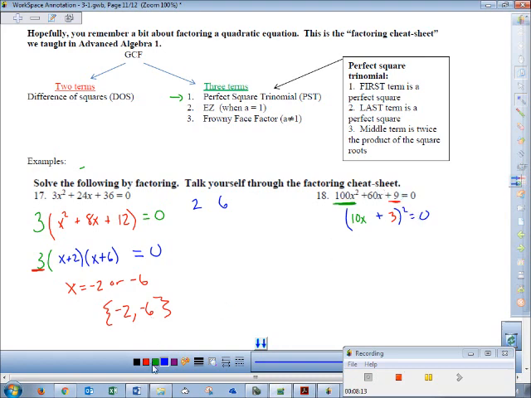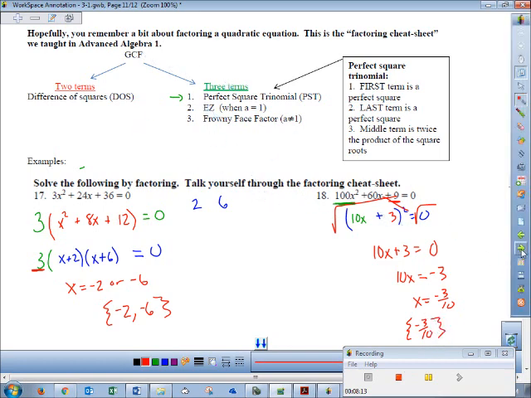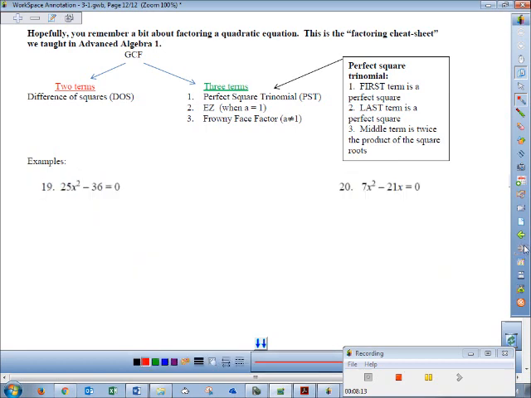Perfect square trinomial. Now I can square root both sides. Those cancel right there, and you're left with 10x plus 3 equals plus or minus 0, which is just 0 either time. And then 10x equals negative 3. x equals negative 3/10. Oh, I love you, factoring cheat sheet, for telling me what to do. You need to memorize that, by the way. You won't have that in front of you.